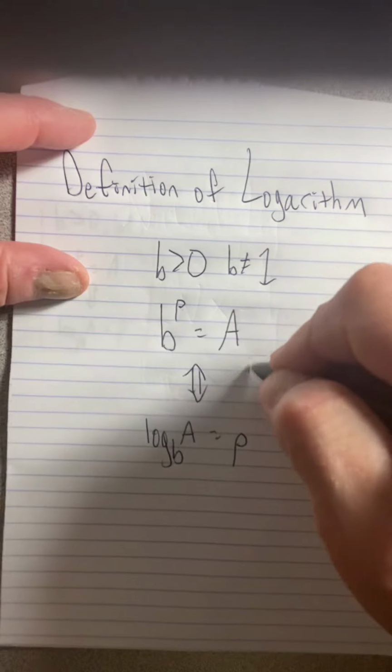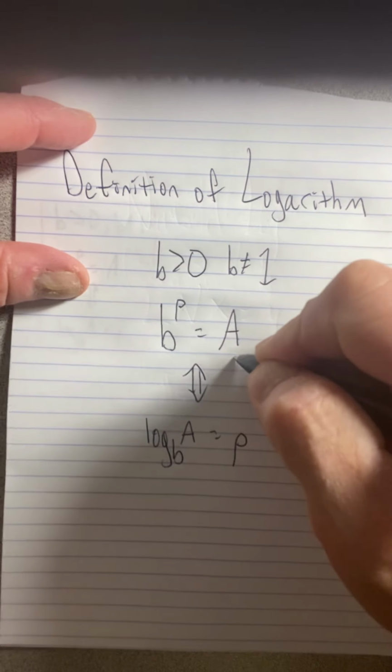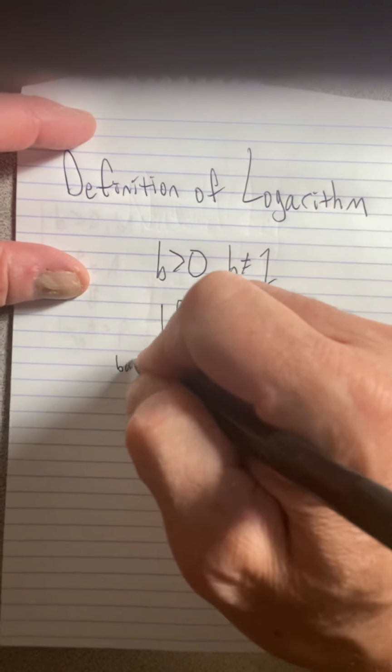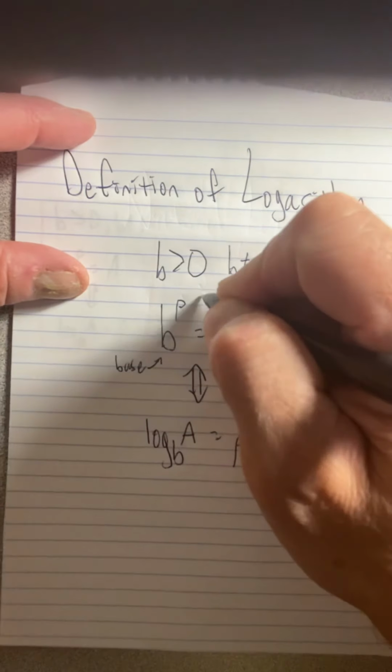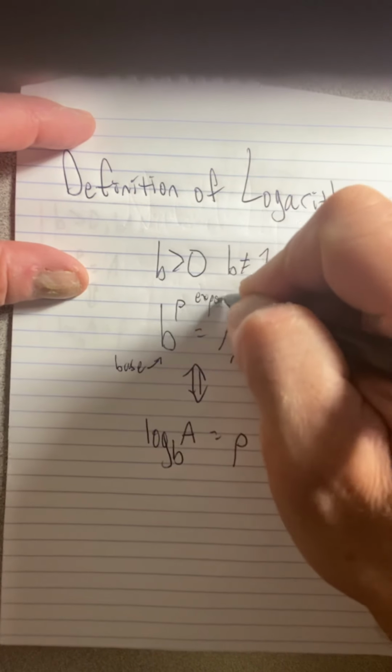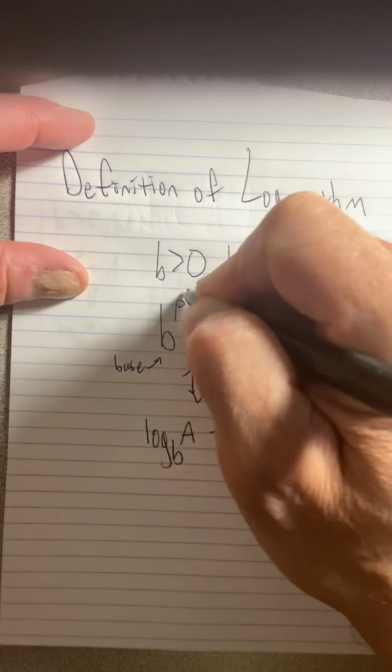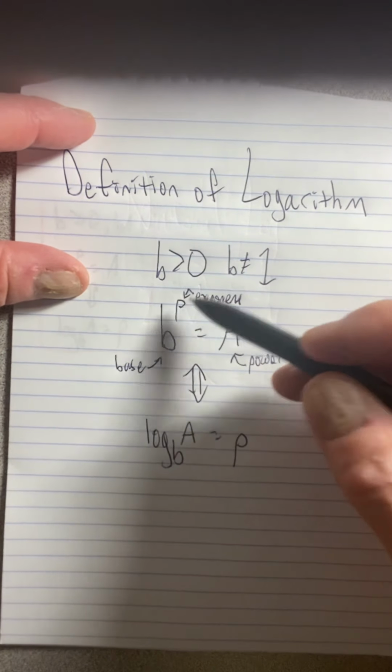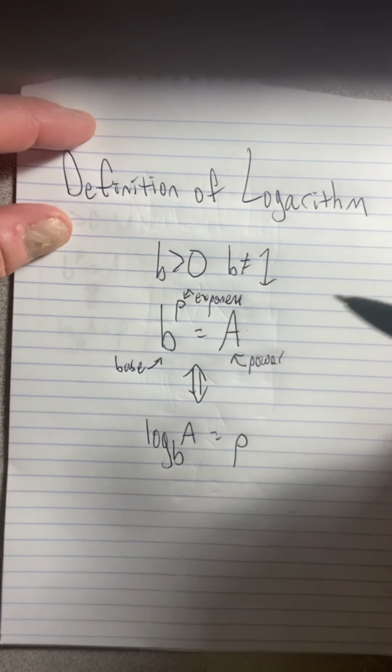So a would be called the power of the base, and p is the exponent here. Sometimes we interchange power and exponent together, and that's fine.